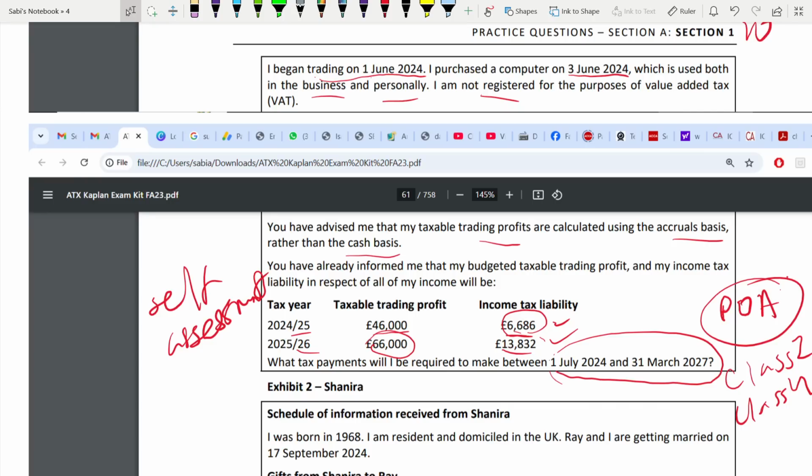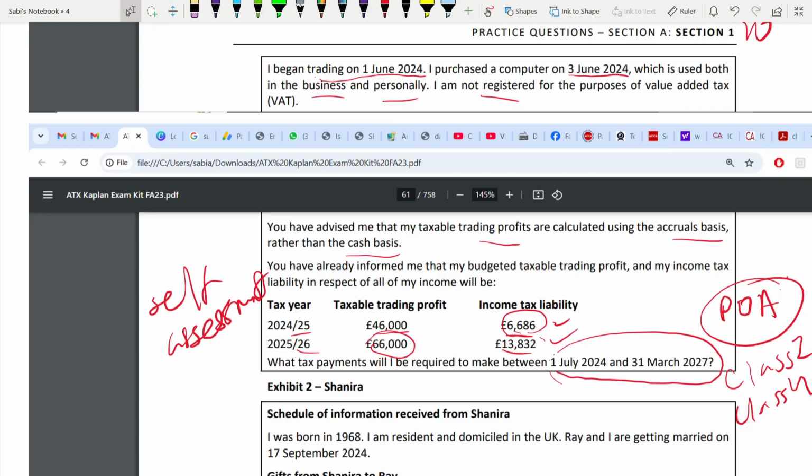And regarding VAT, the voluntary registration, here also most students have done it well. And the next part of VAT was a pre-registration input tax. This was not done well because students did not state that it was a pre-registration input tax before you start trading. Now, part B was about capital gains tax and inheritance tax before and after the marriage.